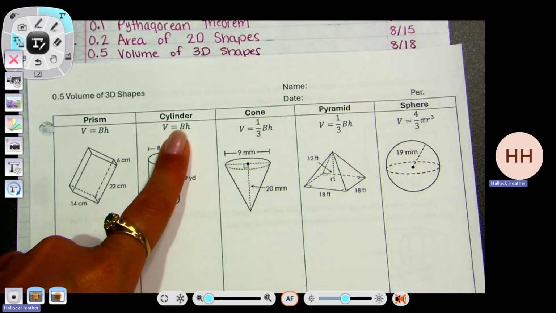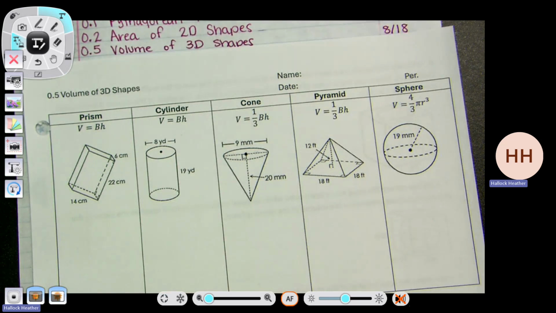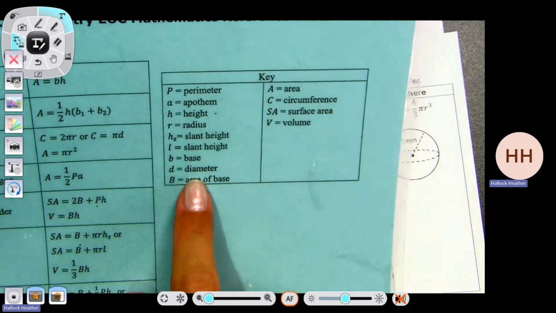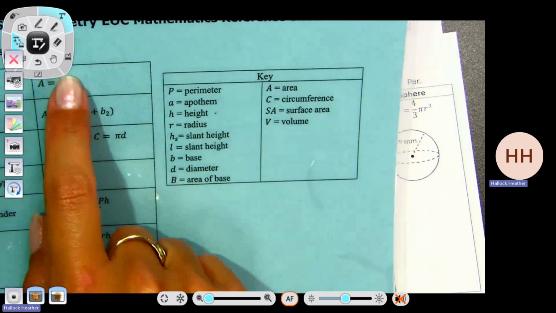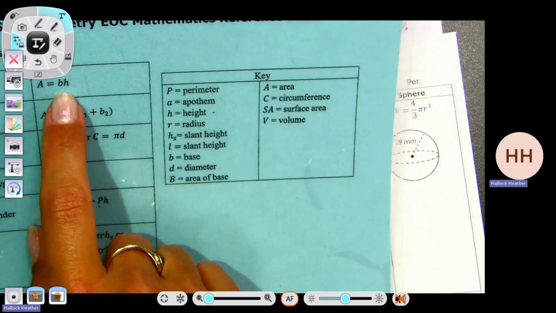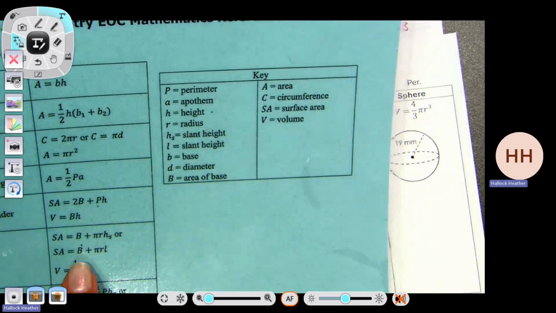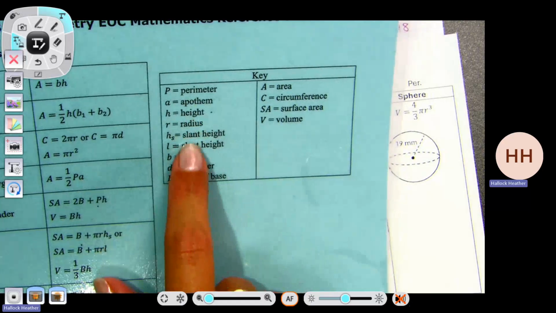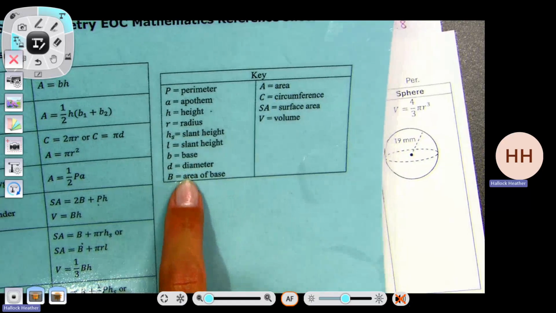So on your key for this, what does big B stand for? Nope, it says P. What's big B? Okay. Big B is the area of the base. Notice in these formulas, there's the little b in the first formula. Down at the bottom, big B starts popping up everywhere. Little b means base. Big B means area of the base.